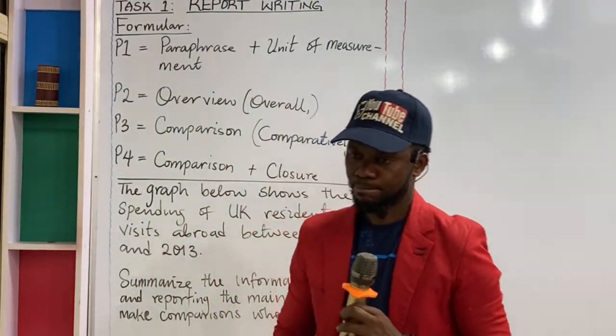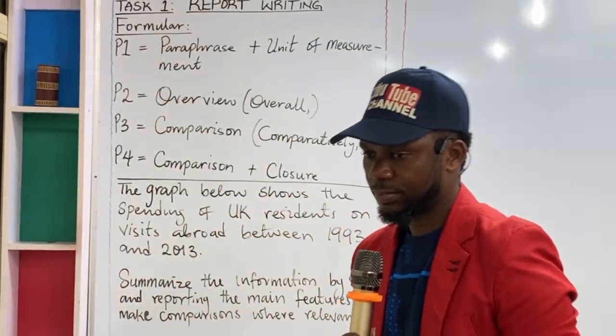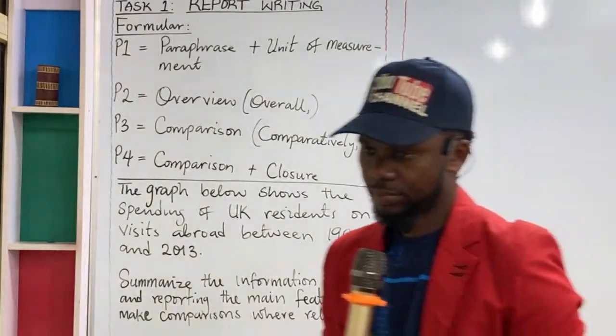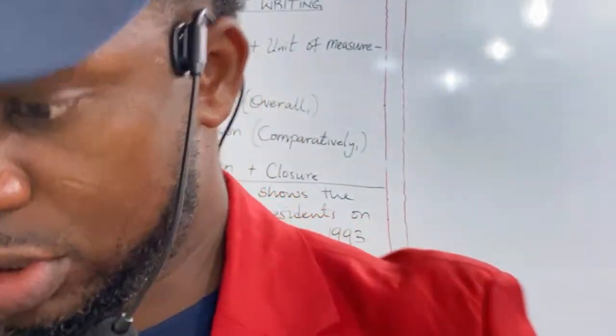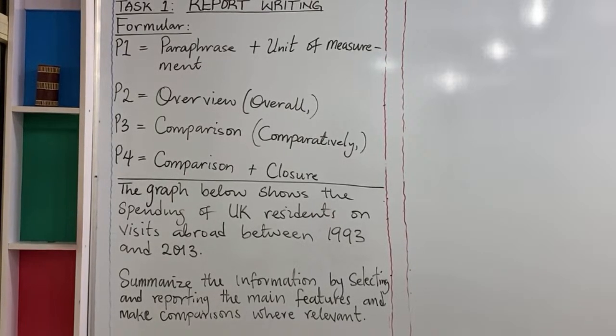The graph beneath portrays the expenditure of UK occupants on trips to other countries between 1993 and 2013. Thank you so much. I would give you 3.5 over 5. The graph below displays the spending of individuals residing in the UK during visits overseas from 1993 to 2013. I'll give you 4.5 over 5.